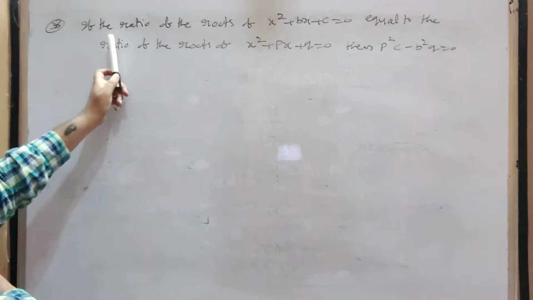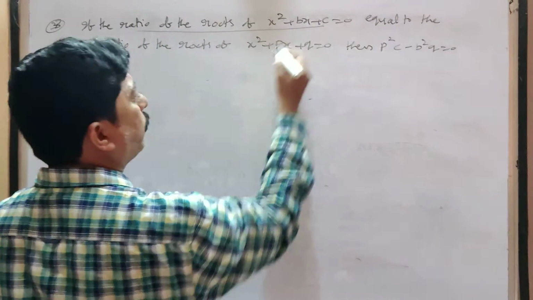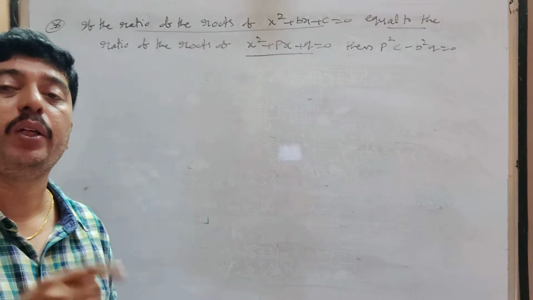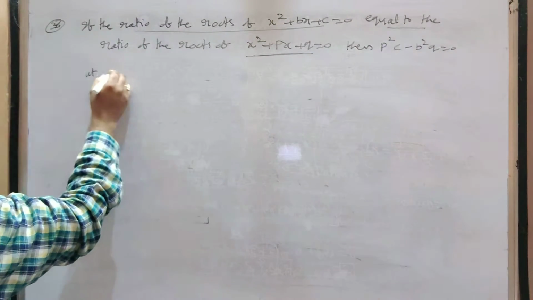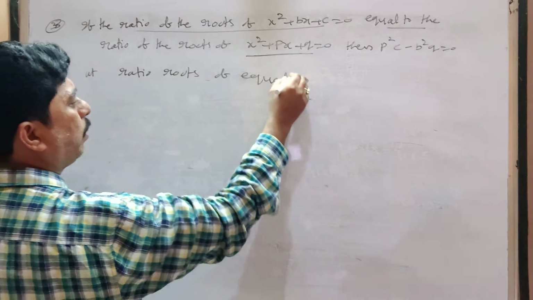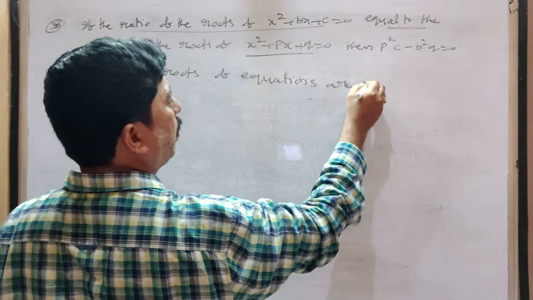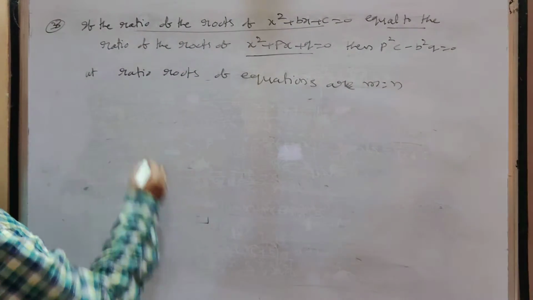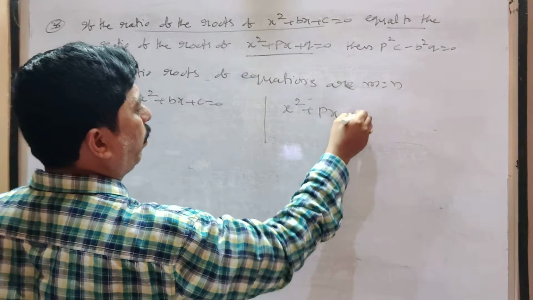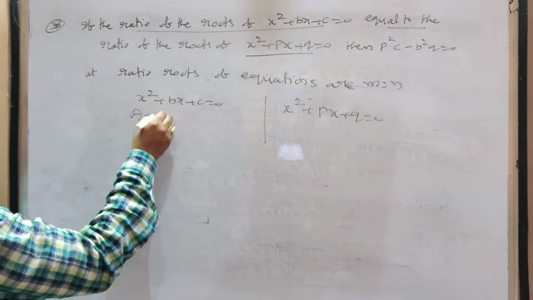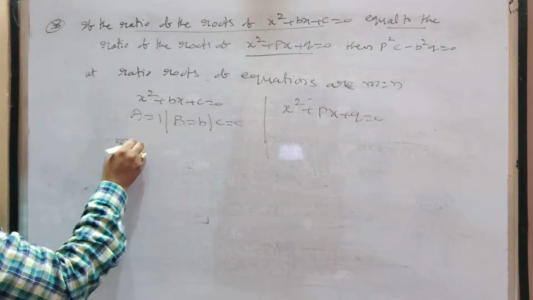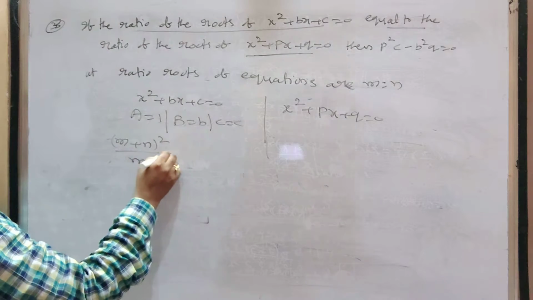Come to next question. If the ratio of the roots of the first equation is equal to the ratio of the roots of the second equation. Let the ratio of roots of equations be considered. First equation is given x square plus bx plus c equal to 0, and second equation is x square plus px plus q equal to 0. A value 1, b value b, c is c. The roots are in the ratio m is to n. Then satisfy the condition (m plus n) whole square by mn equal to b square by ac.